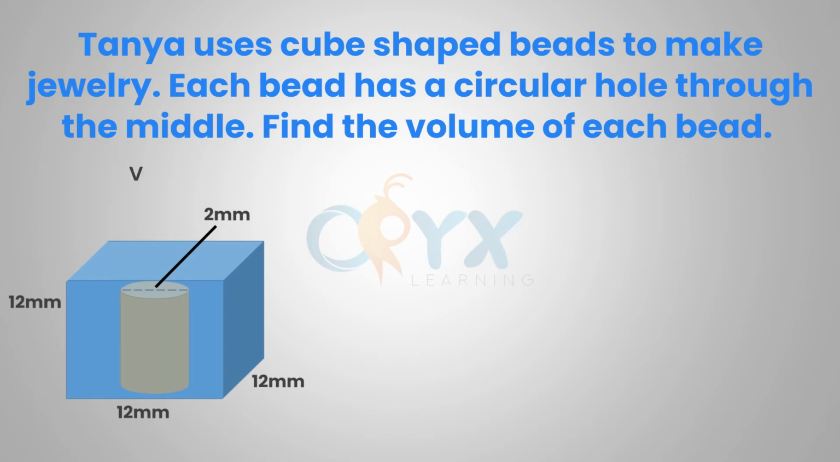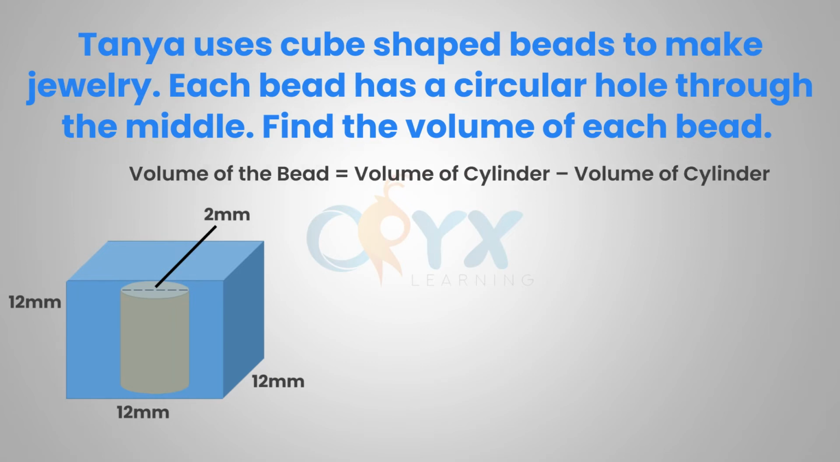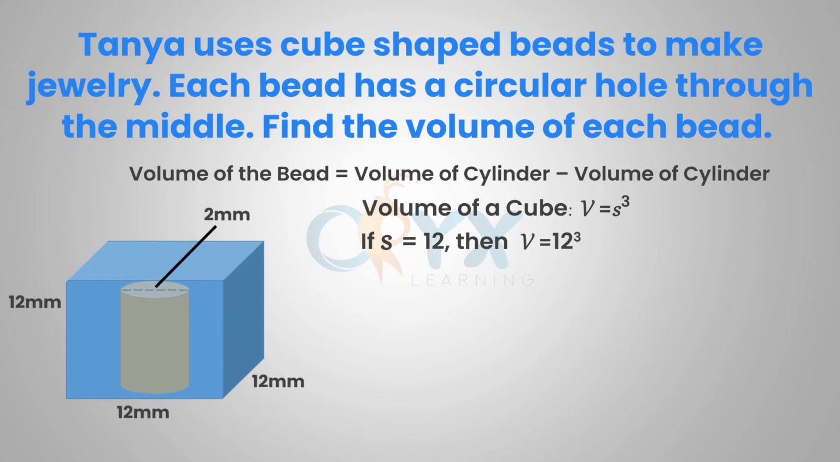So in order to find the volume of the bead, we'll take the volume of the cube minus the volume of the cylinder. The volume of a cube is represented by V equals s to the third, where in this case s is 12, so then V equals 12 to the third. 12 times 12 times 12, or 12 to the third, is 1,728. So the volume of the cube is 1,728 millimeters cubed.